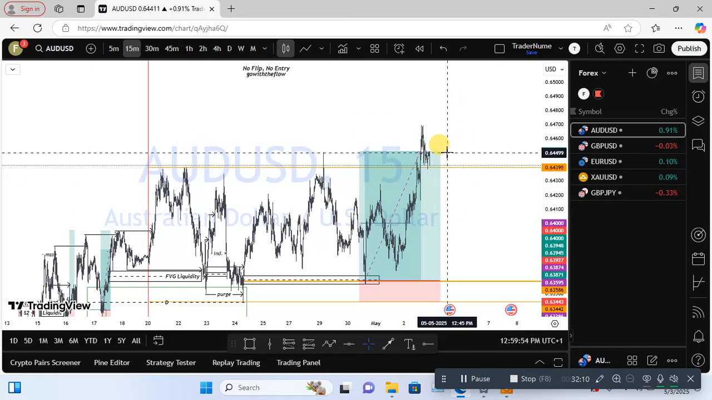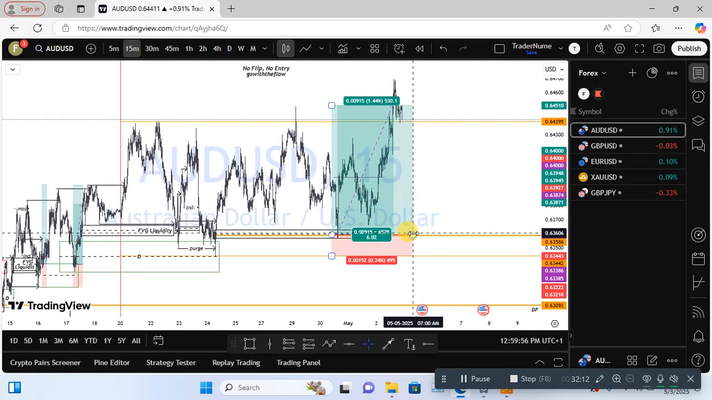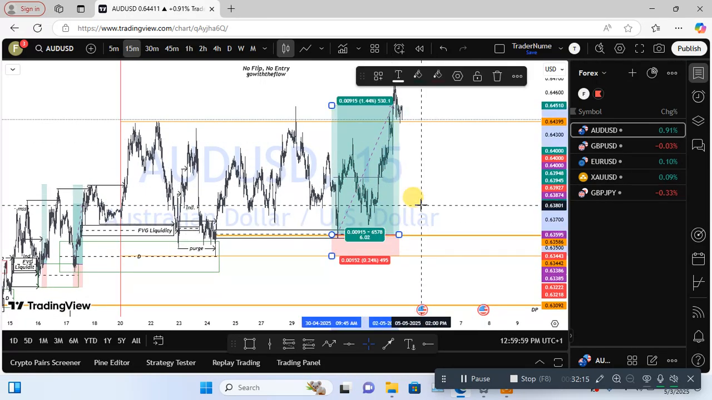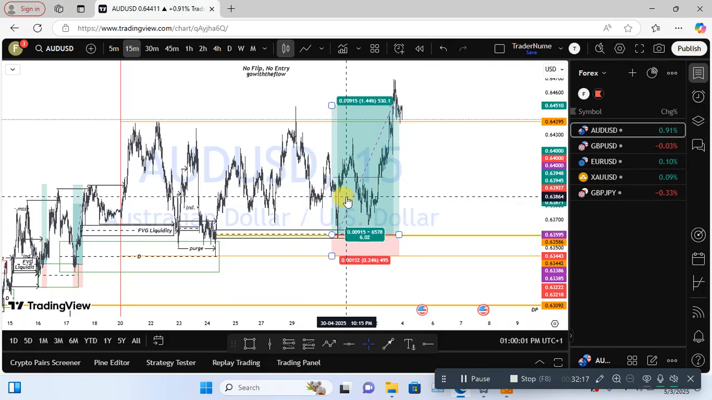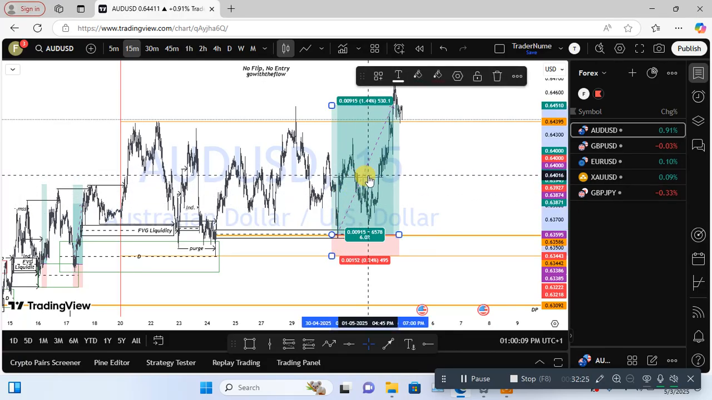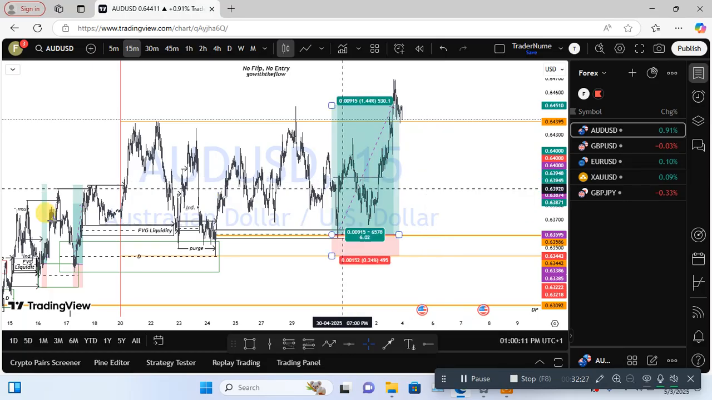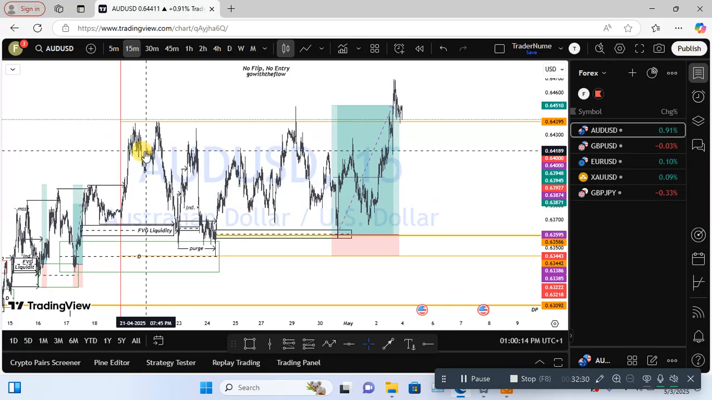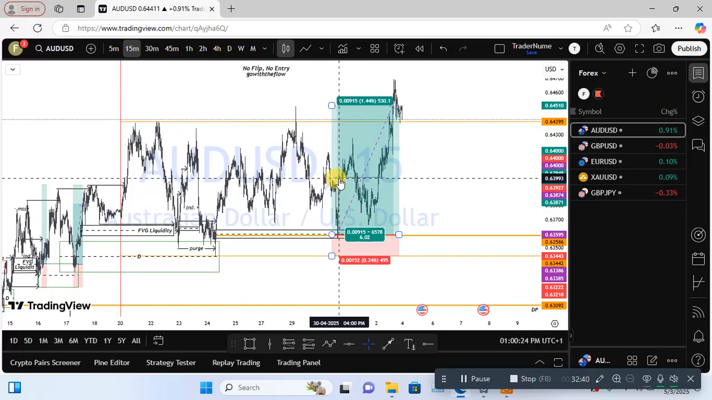So this is what price did, and we got a 1:6 risk to reward, which is a very good entry. So this entry is kind of a safe entry, you understand. So we entered, we made some money here. So from the 18th of April down to the 30th of April, that's when we got our entry. We were waiting from the 18th to the 30th.